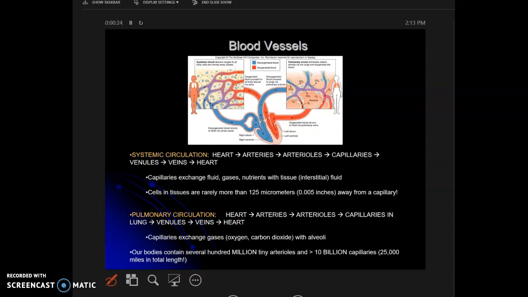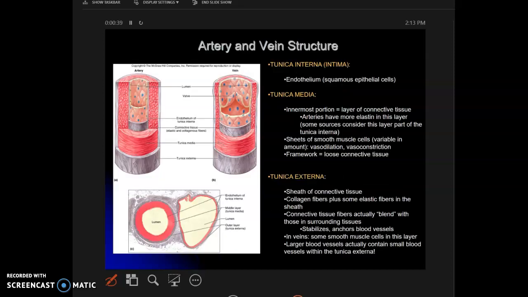Alright, in our cardiovascular section, we talked about the heart, we talked about the circulation, systemic circulation, pulmonary circulation. We know that yet. So now let's look at the arteries, veins, and capillaries.